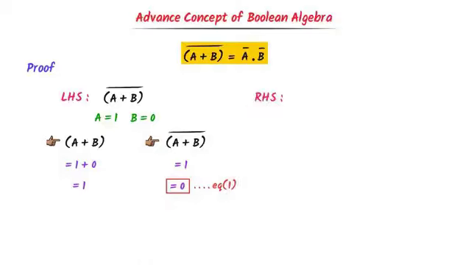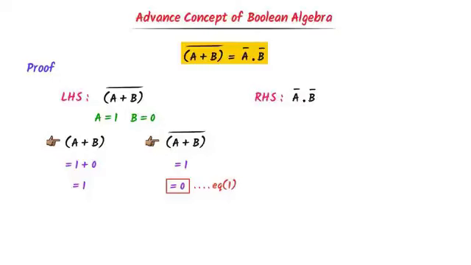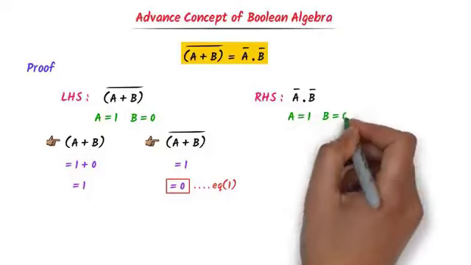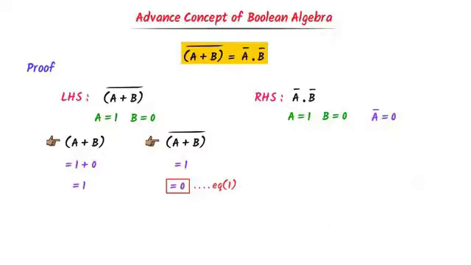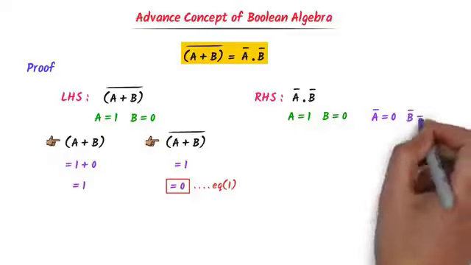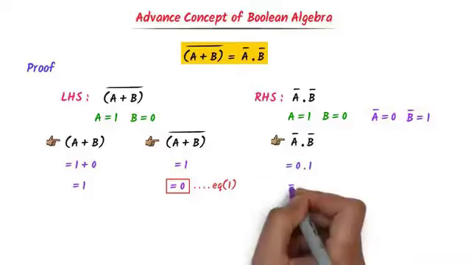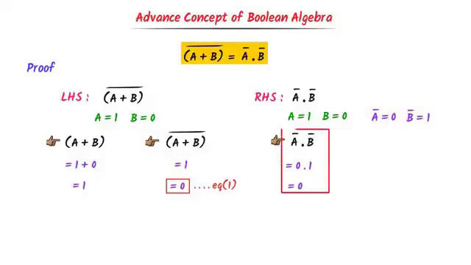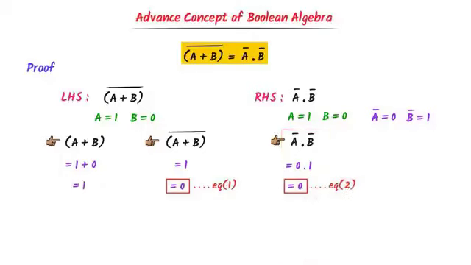Now at the right hand side, we have a bar dot b bar. We know that a equals 1 and b equals 0. Now the value of inverse a is equal to 0 and the value of inverse b is equal to 1. According to the given statement, we have to multiply a inverse and b inverse. I write 0 dot 1, I get 0. Thus the value of a bar dot b bar equals 0. Let this be equation number 2.